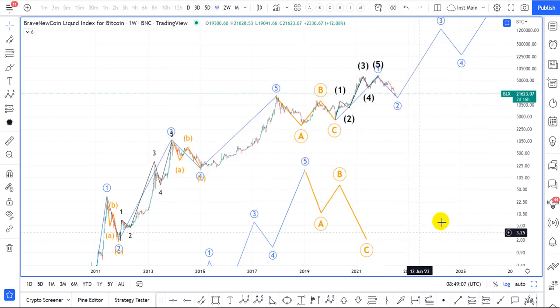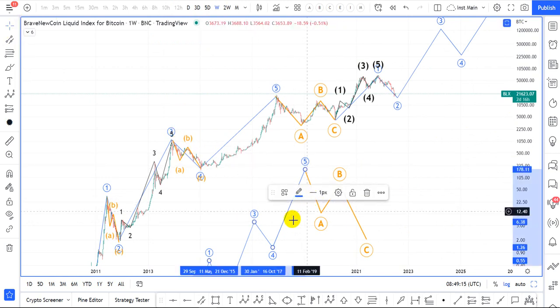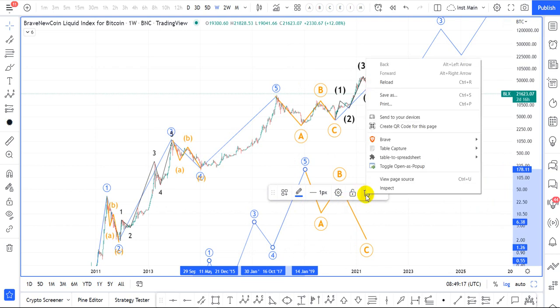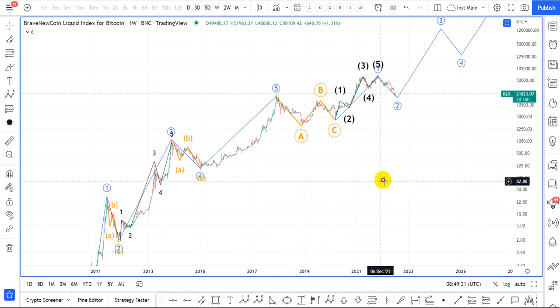Okay, but before we go into that, let me show you something else. Let me clear this chart for you. I will delete this one. And let's delete this one.